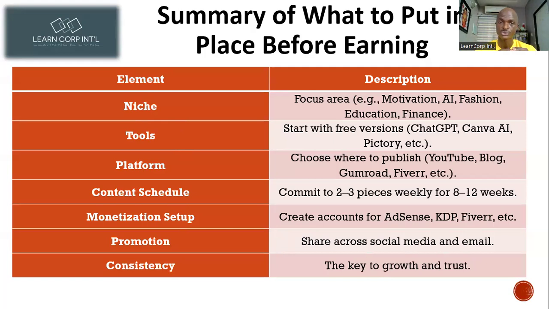You need tools. Start with free version tools. Now, ChatGPT, Canva AI, Pictory. All of these have free versions. But if you want to take it further, if you want more features, then you might need to subscribe, all right? But at least they have the free versions to give you already. And you need a platform, so choose where you can publish: YouTube, blog, Gumroad, Fiverr. We just saw some of these environments.